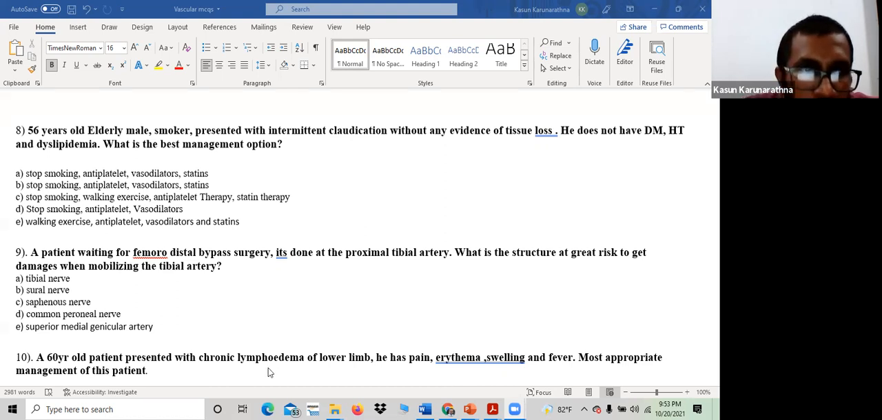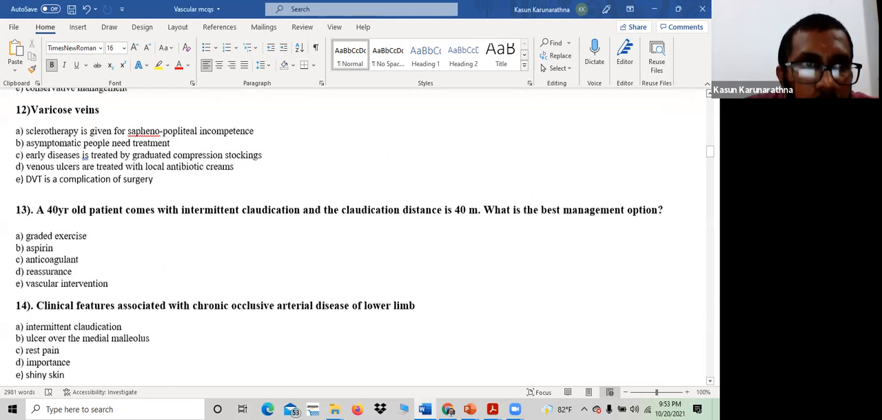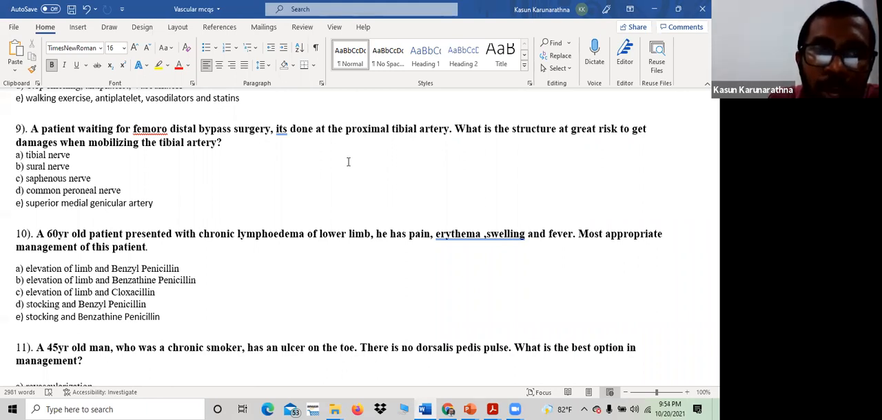Then question number 9. A patient waiting for femorodistal bypass surgery. It was done to the proximal tibial artery. For an occlusive arterial disease patient, they have done a femorodistal bypass, from the femoral artery by conduit, anastomosing to the common femoral artery and to the tibial artery. Which structure is at great risk of damage when mobilizing the tibial artery? Usually we anastomose to the anterior tibial.